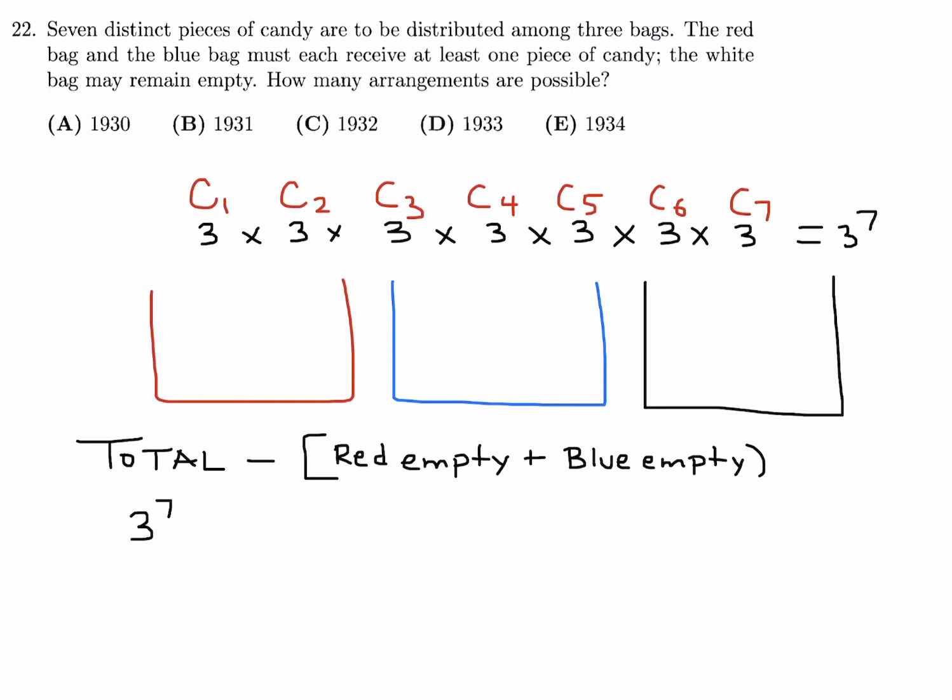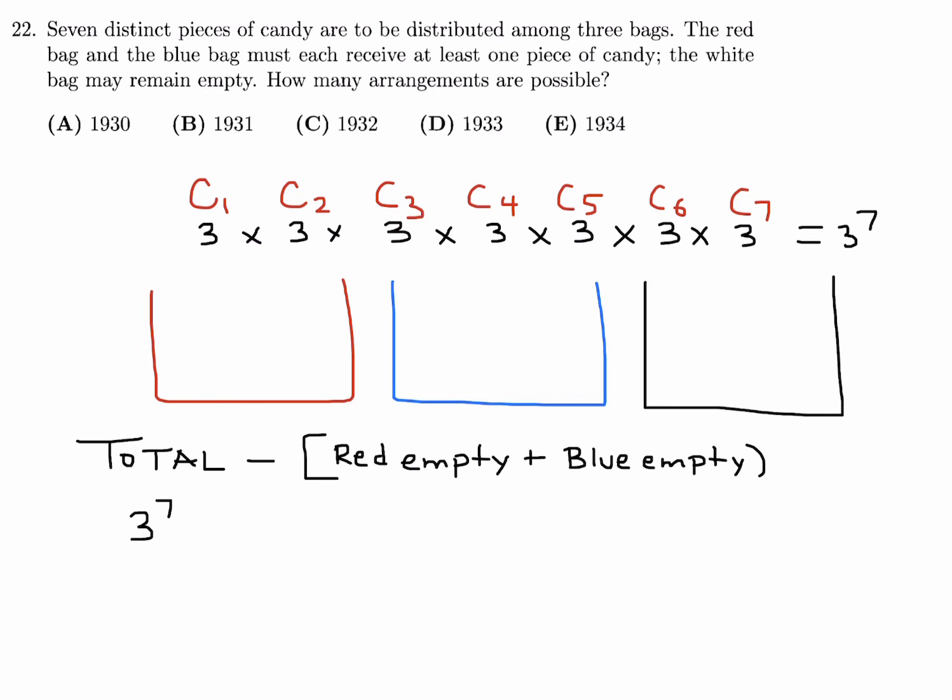Okay, so what I'm going to do is look at a scenario where the red bag is empty. Because if I figure that out and subtract it from the total, it will only have scenarios where the red bag has at least 1 candy. So I hope that makes sense.